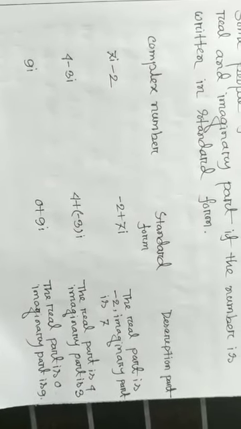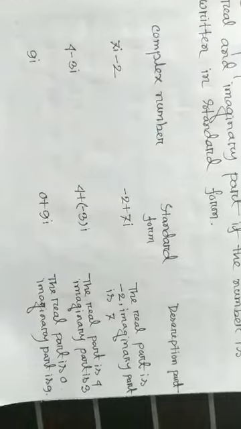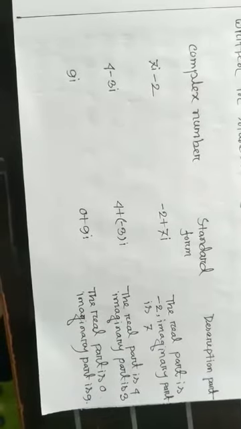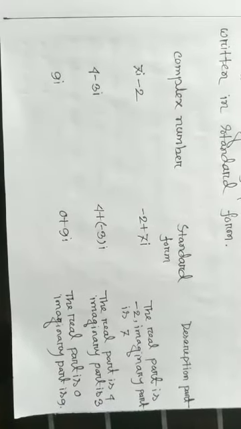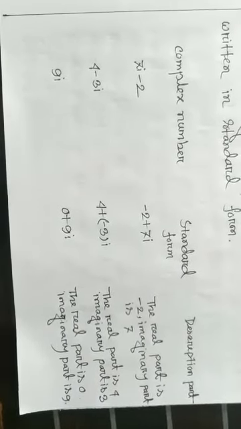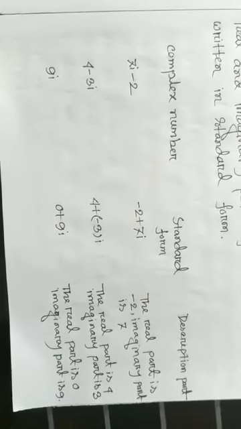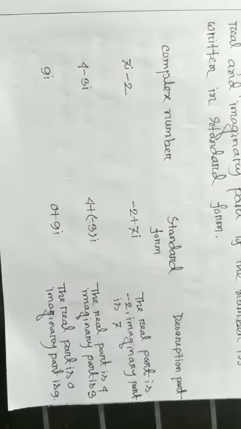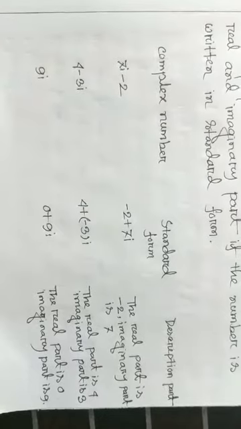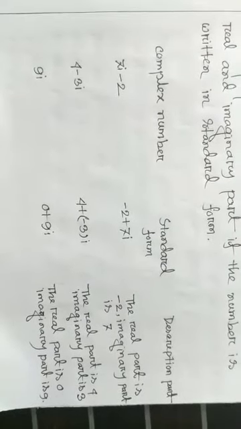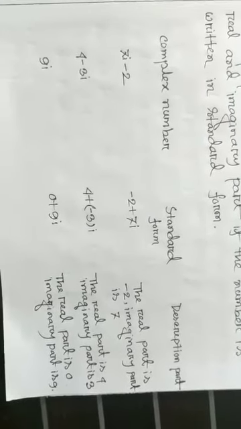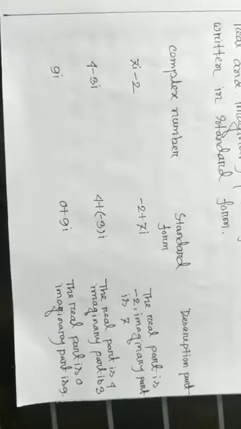Complex number 7i minus 2, standard form: minus 2 plus 7i. Description: the real part is minus 2, the imaginary part is 7. Complex number 4 minus 3i, standard form: 4 plus minus 3i. Description: the real part is 4, the imaginary part is minus 3. Complex number 9i, standard form: 0 plus 9i. Description: the real part is 0, the imaginary part is 9.